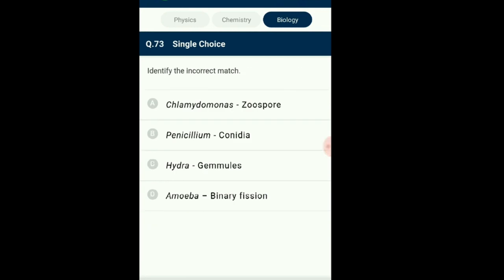Question number 73. Identify the incorrect match. The most common method of asexual reproduction in Chlamydomonas is zoospore formation. In Penicillium, exogenous spores called conidia are produced. Many single-celled organisms like amoeba reproduce by binary fission. In Hydra, asexual reproduction occurs by exogenous bud formation. So the answer is option C, Hydra gemmules. That is the incorrect match.